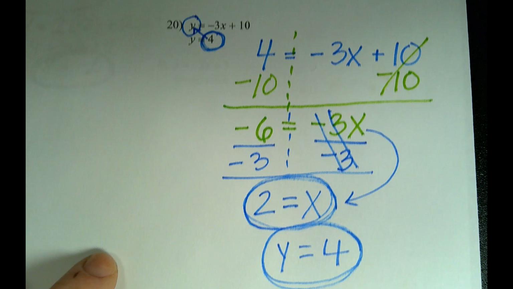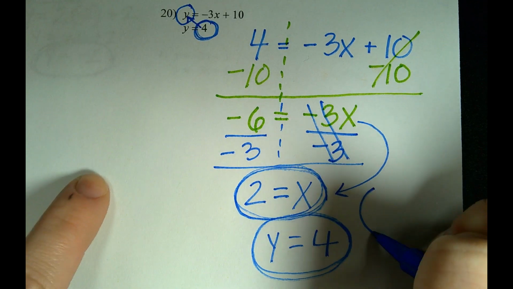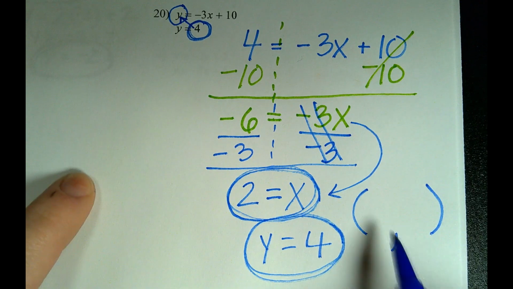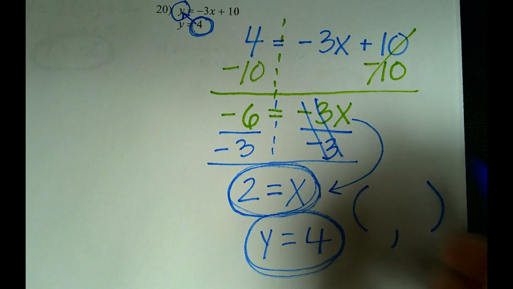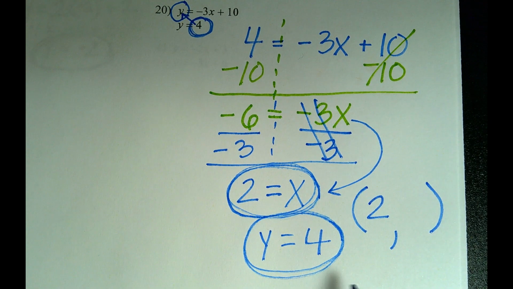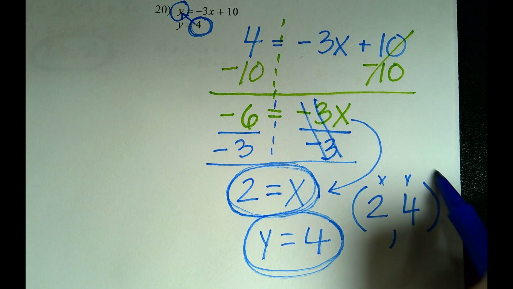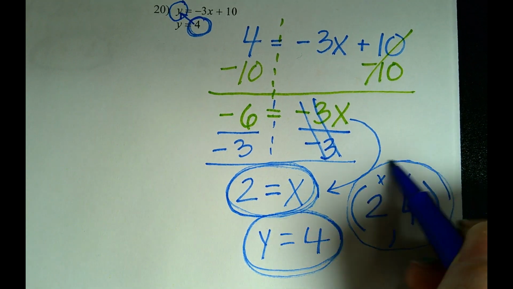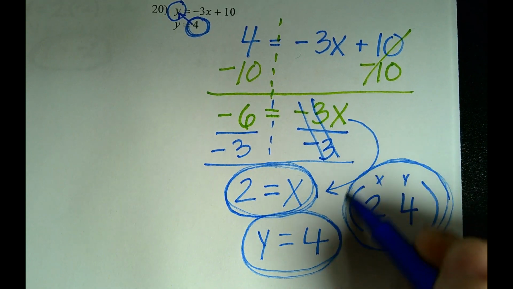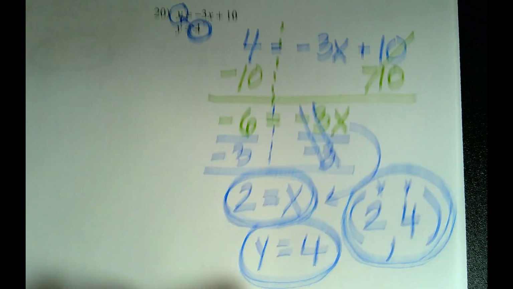And if we wanted to write this as a coordinate, how would I do that? What do I write here? 2 is my x, that comes first. 4 is my y. Good. And that would be my answer. There we go.